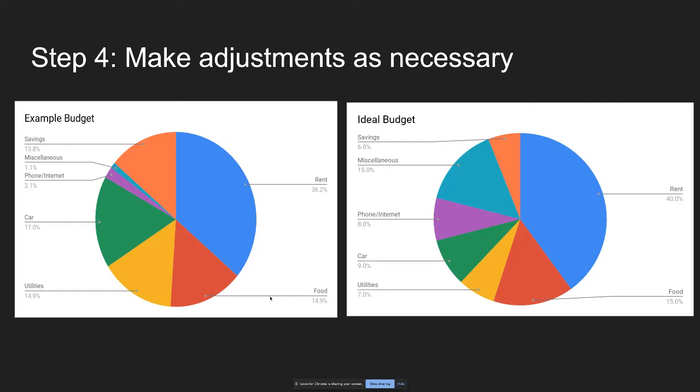So step 4 is going to be make adjustments as necessary. What you're going to see here is a pie chart of our example budget. That's this one right here. And then on the right is the ideal budget.